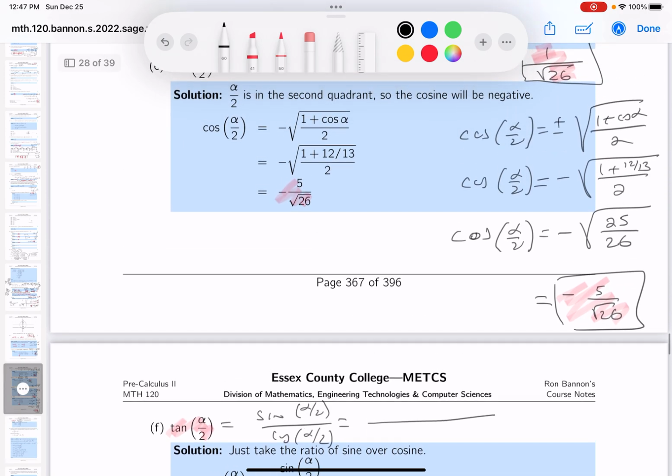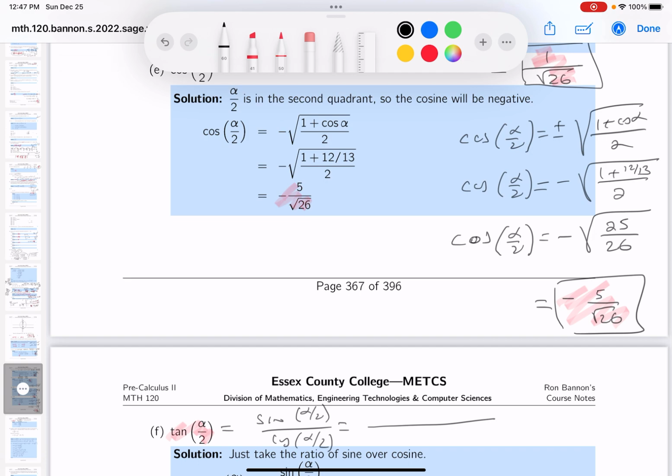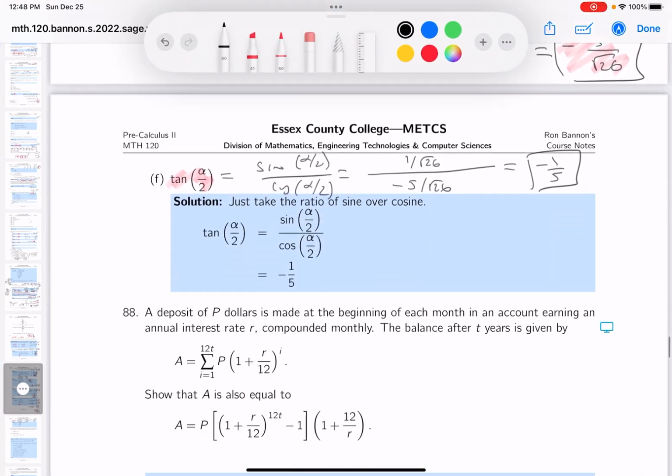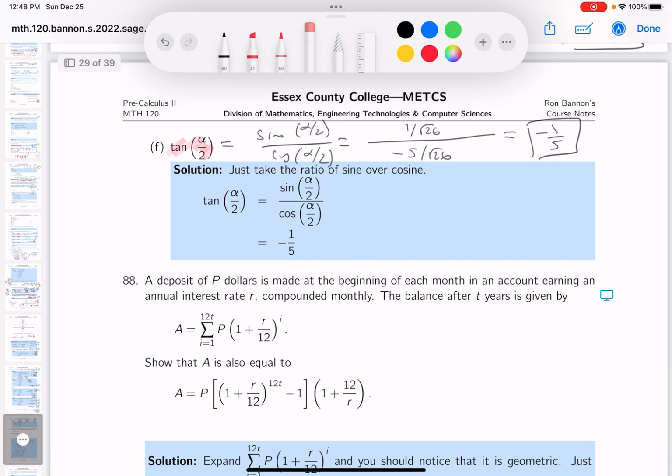And what do you get? Well, you get the sine is 1 over root 26, and the cosine was minus 5 over root 26. Well, that's pretty simple to do. It's just simply minus 1/5. Let's look at the key, see how we did. Whoops. And we got it. Thank you.